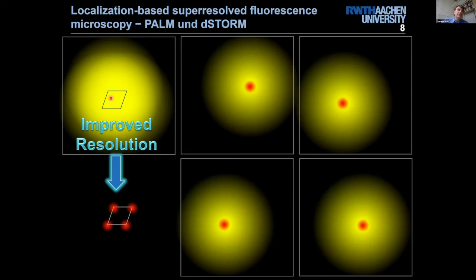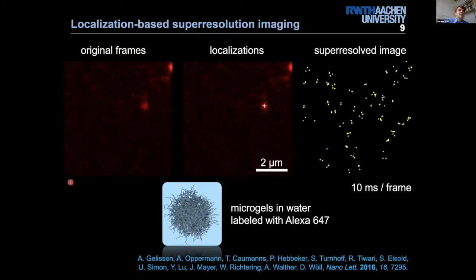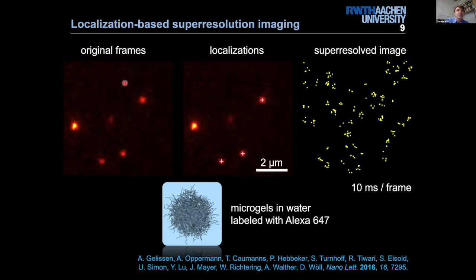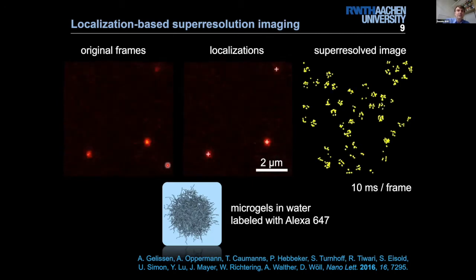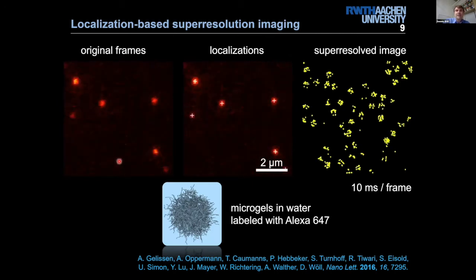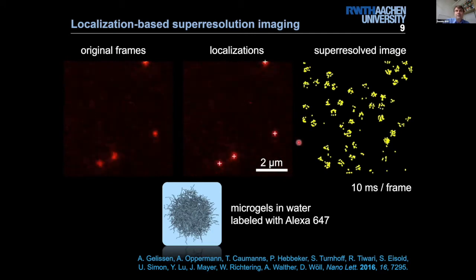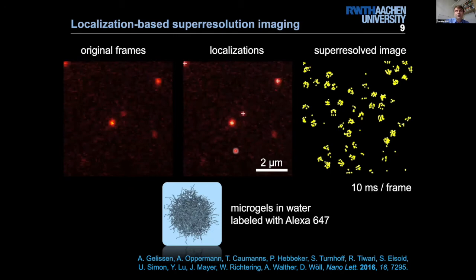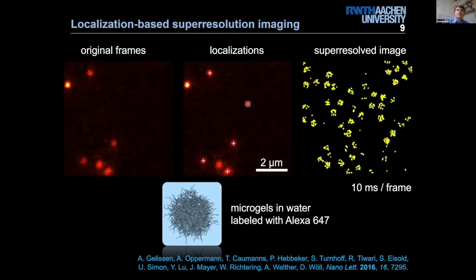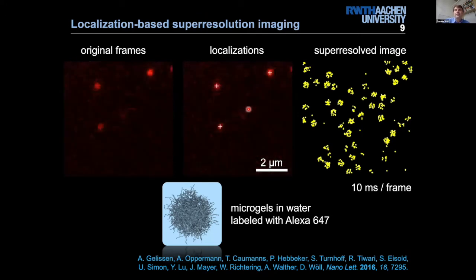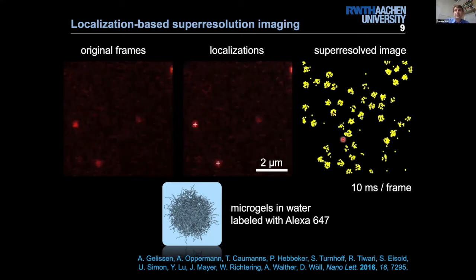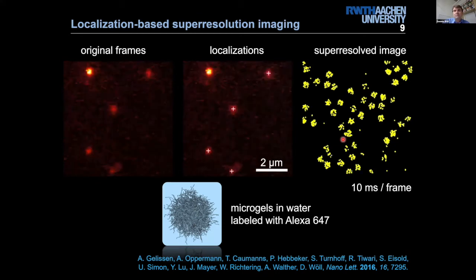Yeah, in reality, this looks as follows. So this is typical movies of blinking, in this case, Alexa 647 molecules with the right blinking buffer. And actually what we see here is really microgels, so signals in microgels. Here's then our typical localization algorithm. These crosses just give you the centers of the spots, and the centers of the spots are just then composed together in this image. And if you do this long enough, you start to see the shape of the microgels. As I told you, they're approximately 300 to 400 nanometers in diameter.